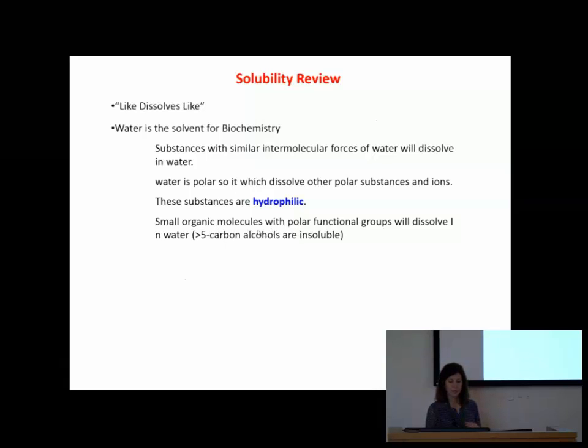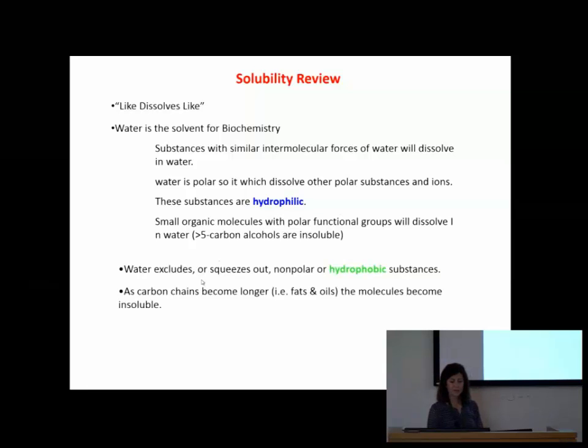So acetic acid, that carboxylic acid group, has the oxygens that make it polar. We'll talk about what being polar means next chapter. If you have greater than 5 carbons in an alcohol, it starts to be nonpolar. So you have this battle between two parts of a molecule. So things that dissolve in water are called hydrophilic. Things that do not dissolve in water are called nonpolar or hydrophobic.